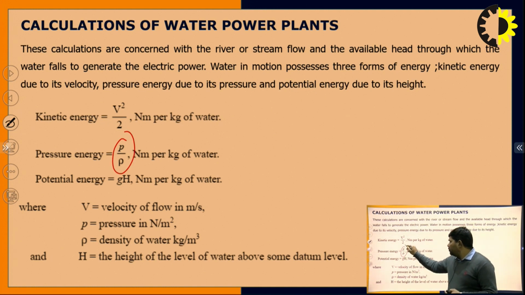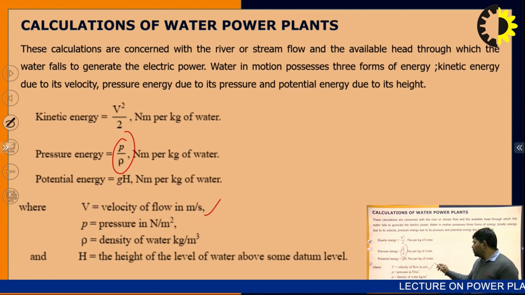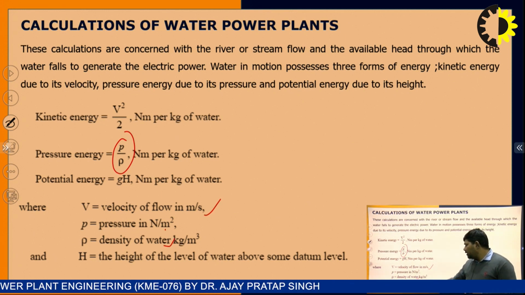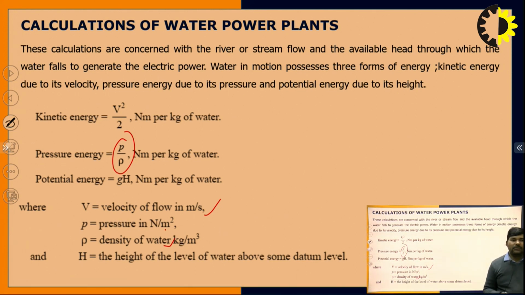The potential energy is g into H, where V is the velocity of the flow in meters per second, P is the pressure, rho is the density of the water, and H is the height of the head or level of the water above some datum level. So these are some calculations to find the kinetic energy, pressure energy, and potential energy.